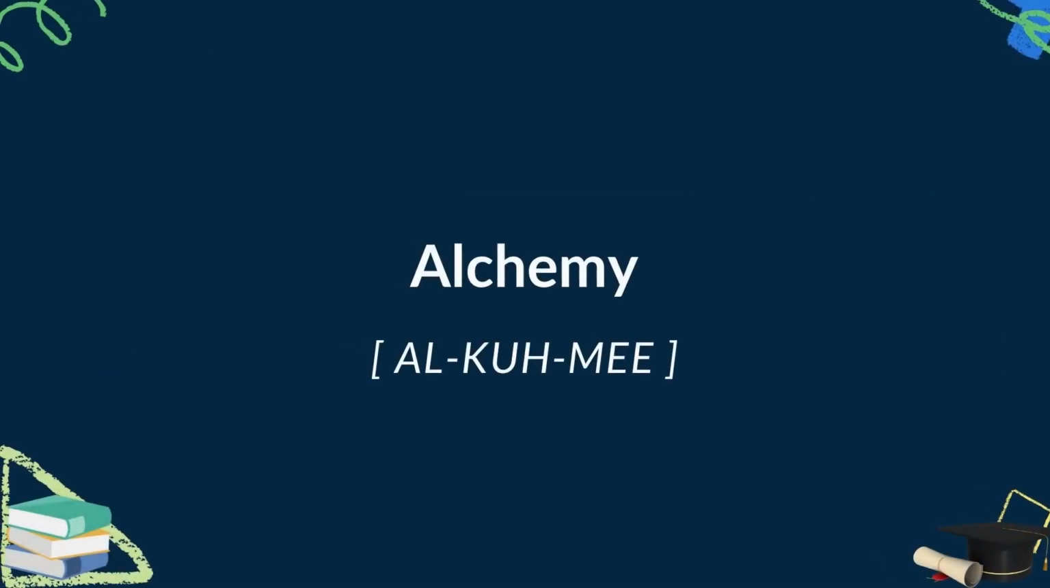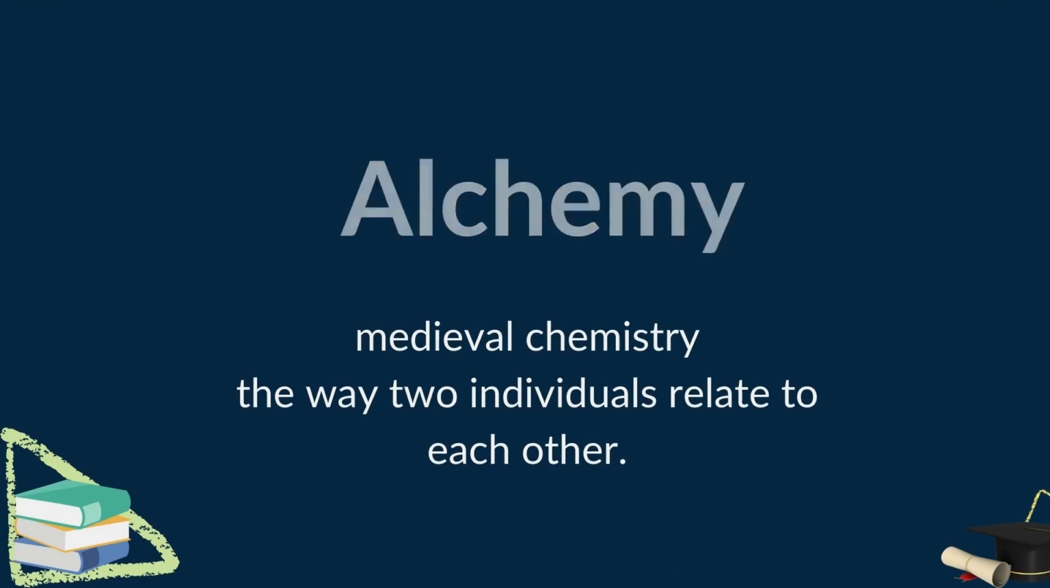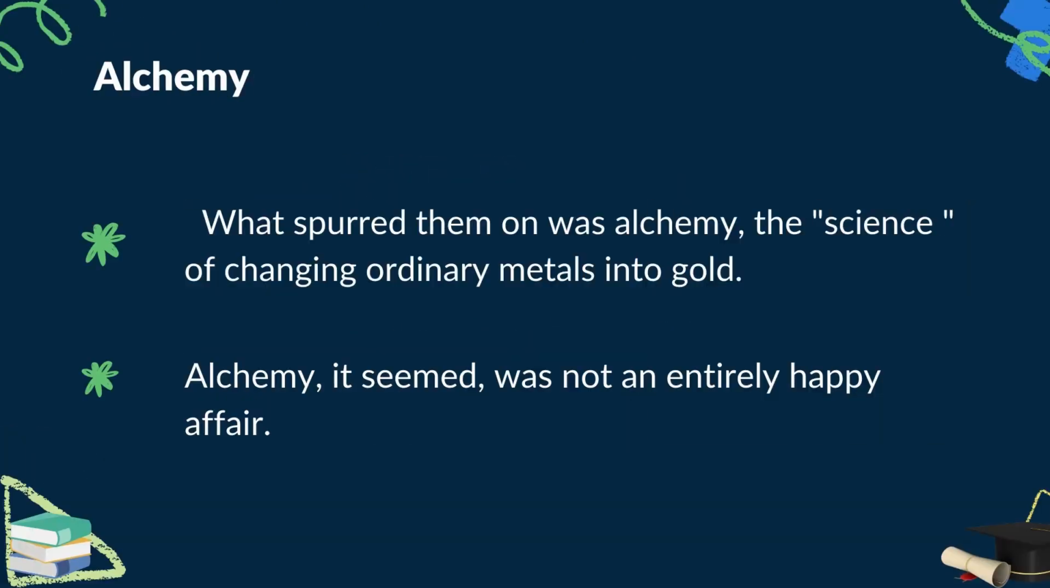The next word is alchemy. Alchemy has two meanings. First is medieval chemistry and the second meaning is the way two individuals relate to each other. Here are some ways you can use the word in a sentence. 1. What spurred them on was alchemy, the science of changing ordinary metals into gold. 2. Alchemy, it seemed, was not an entirely happy affair.